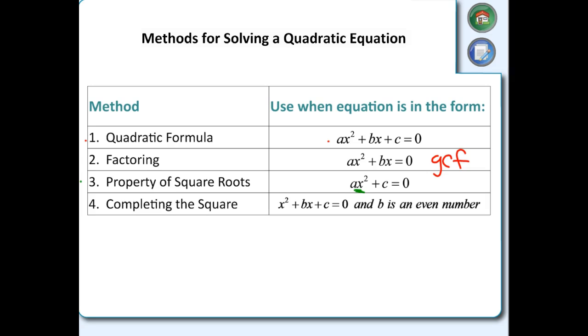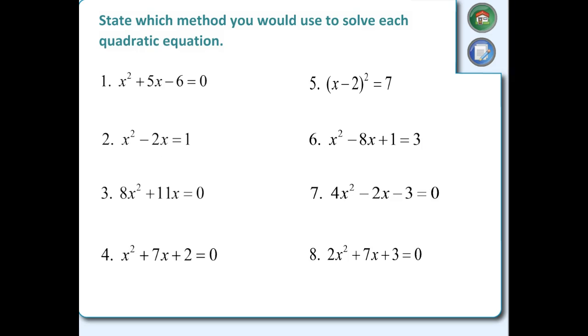And then last but not least is completing the square. I would use completing the square if I can't factor and b is even. If that number in front of the x is even, then completing the square. So let's see how that correlates to what we're going to do on our quiz tomorrow.